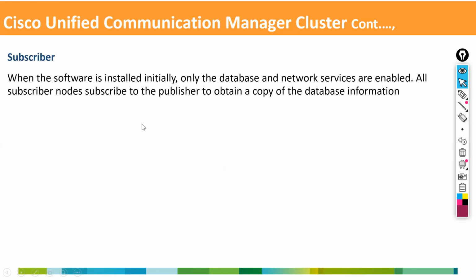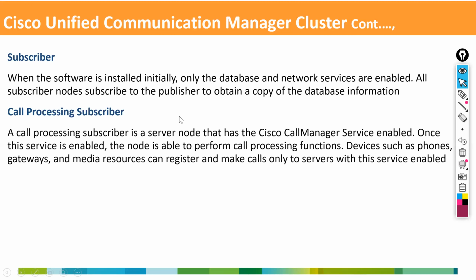Subscriber. When the software is installed initially, only database and network services are enabled. All subscriber nodes subscribe to the publisher to obtain a copy of the database. Means after any server you install, it is a normal standalone, and it has to get all the information from the publisher until you activate any services. Call processing subscriber: on whichever server you activate the CallManager service, that server will act as call processing. This is a very important server for call processing. Any call coming or going is handled by this server, and phones also register under this server.